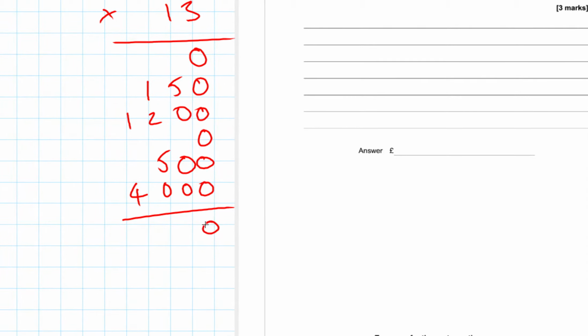Add up all the columns, so the first one is 0, the second one is 5, then 5 plus 2 is 7, plus 1 is 8, 4 plus 1 is 5. So the total cost is going to be £5,850.